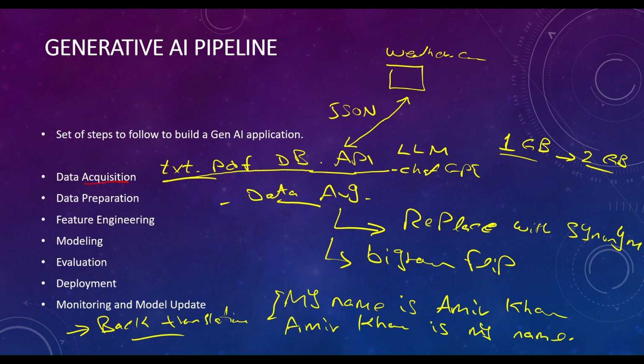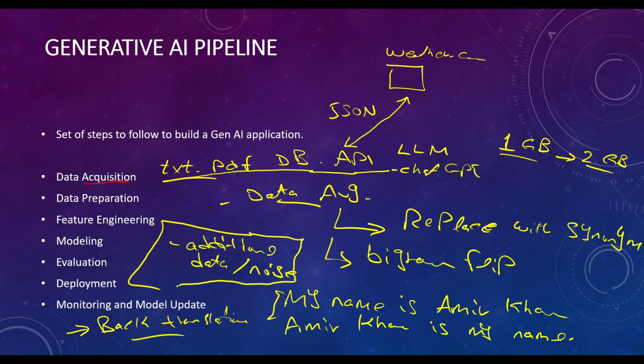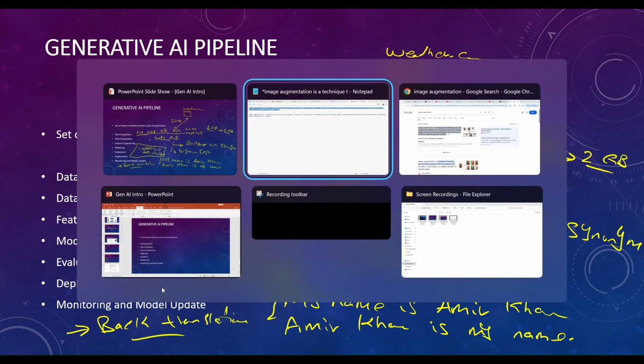Then another method that can be used is simply to add some more information, so add additional data or additional noise. For example, I'll just write here: additional data or adding additional noise. Adding additional data or additional noise simply means that if you have a sentence, let me go back to the notepad.